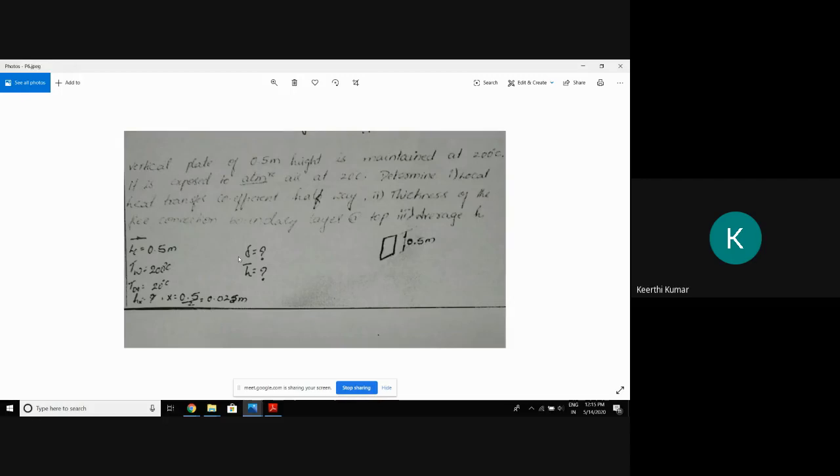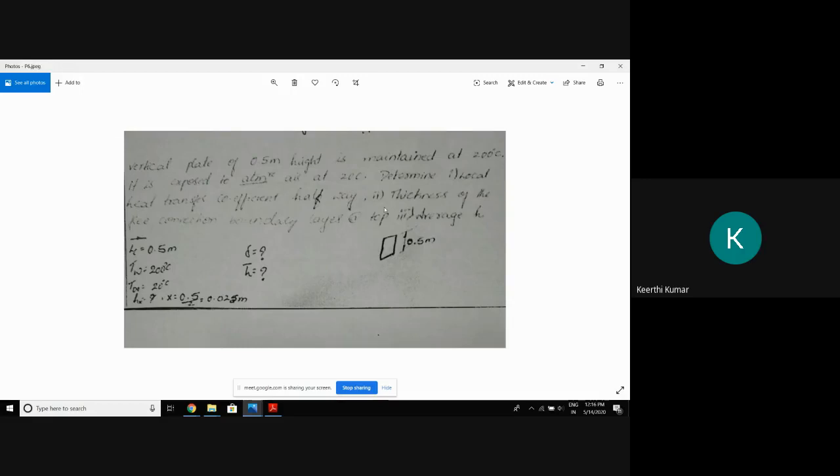Very good. See, till now, whatever we have done, it is throughout the length of the plate. Now it is asking for the halfway of the plate. You understand this concept clearly. Till now, whatever we have done, it is for the total length of the plate. Now he is asking only the halfway. And also, the thickness of the free convection boundary layer.